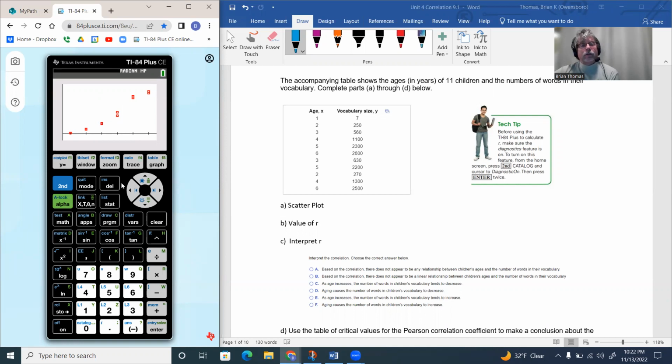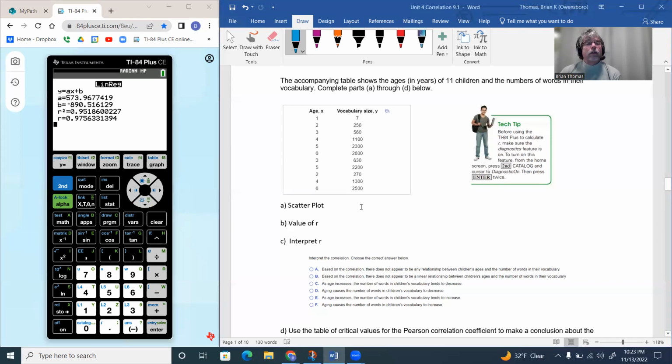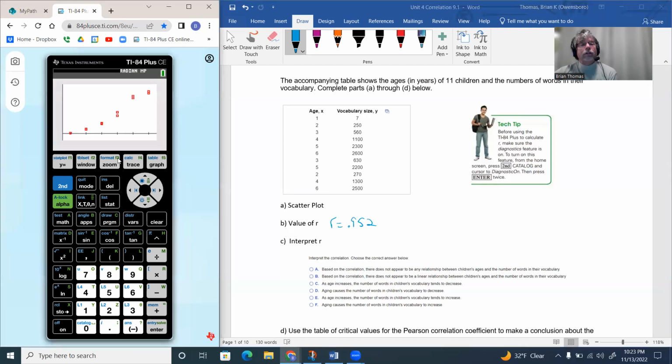Now to find the value of r, we go to stat, slide over to calculate, go to number 4. Yours should probably say L1 and L2; mine's L3 and L4. Hit calculate. It gives us an r value of 0.952, rounded to 3 decimal places. Since r is positive and pretty darn close to 1, we should say this is going to be a strong positive correlation. From our graph, as the x's are increasing, the y's are increasing. In other words, as the ages are increasing, the vocabulary size is increasing. We see that relationship, and since r is close to 1, we base that on it.